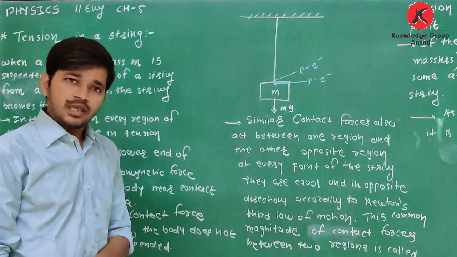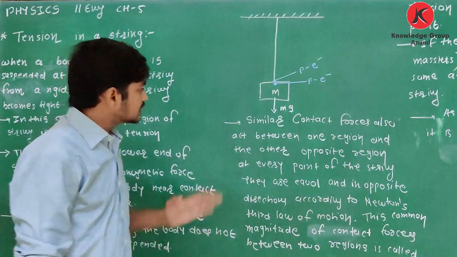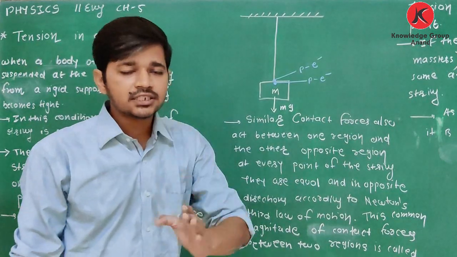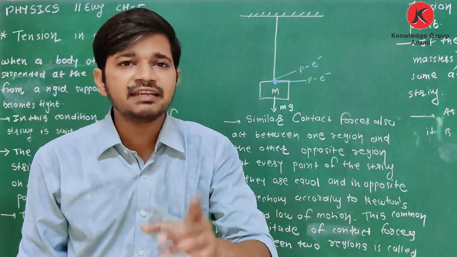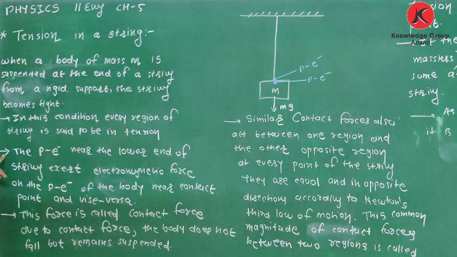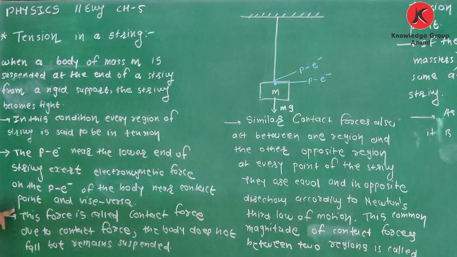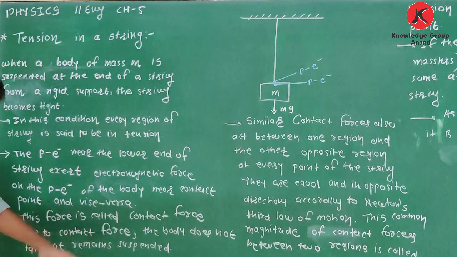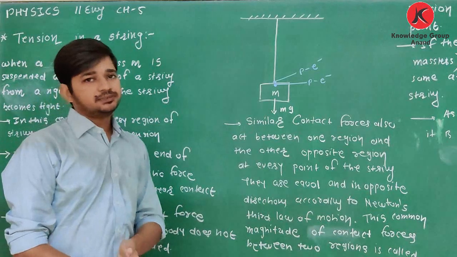Clear about this? And such common contact forces are named tension. See how it is? The proton and electron near the lower end of the string exert electromagnetic force on the proton and electron of the body near the contact point, and vice versa. This force is called contact force, and due to such contact forces, the body does not fall but remains stationary.